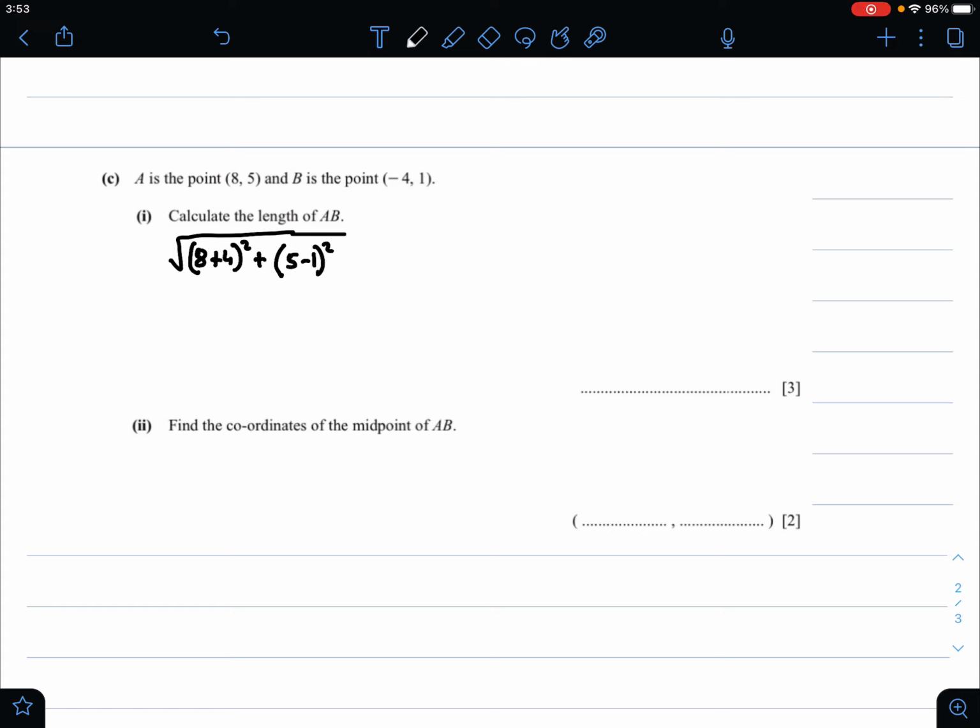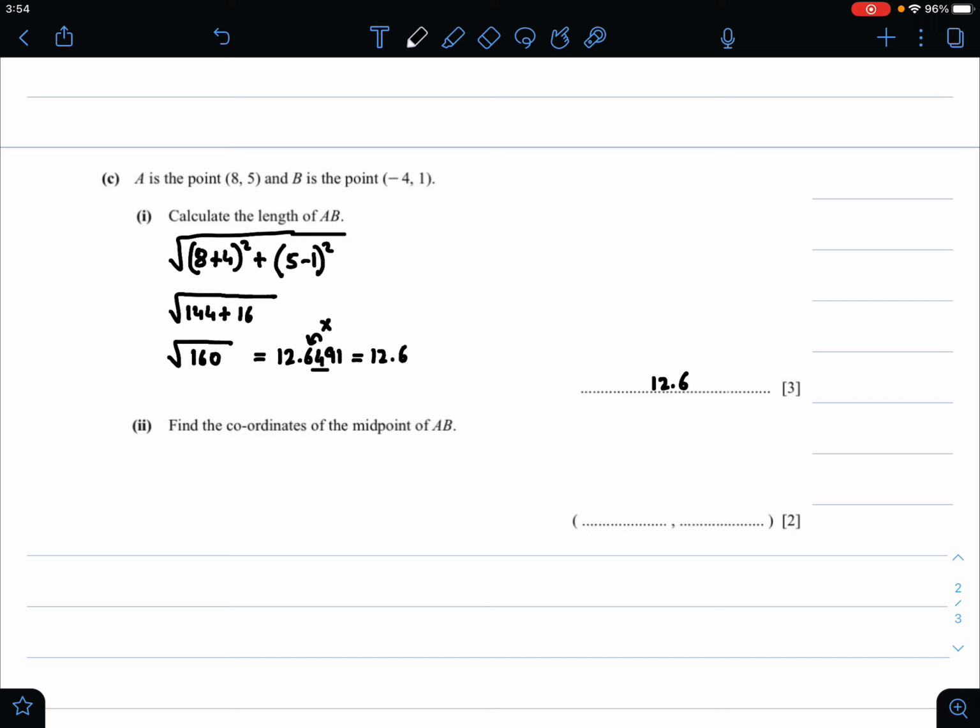Now you could even do it as y2 minus y1 and x2 minus x1. You will get the same answer. So root of 8 plus 4, which is 12, so 12 square, which is 144, plus 5 minus 1, which is 4, so 4 square is 16. Therefore root of 144 plus 16, which is 160. So root 160 would be your final answer, but you have to give your answer in decimals. So root of 160 is equal to 12.6491, and since you need to give your answer in 3 significant figures, your final answer would be 12.6, because your fourth significant figure in this case, which is 4, is less than 5, so it won't round off the third significant figure to the next number.